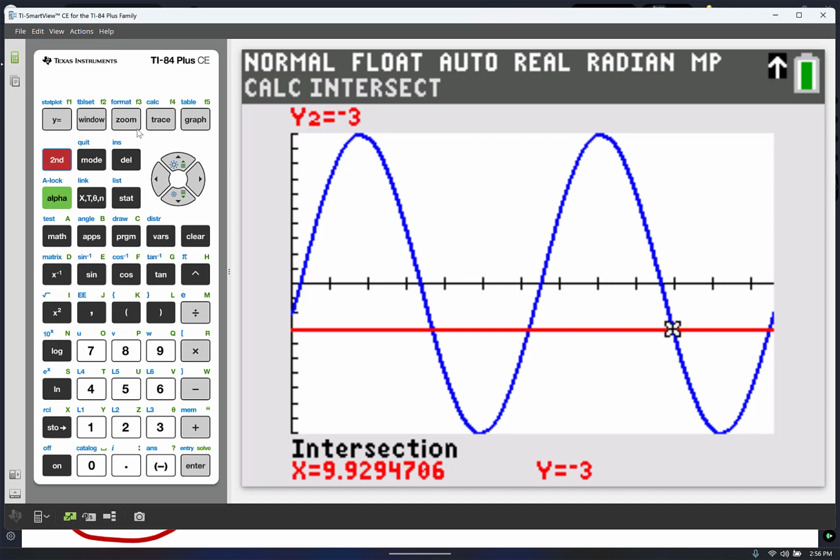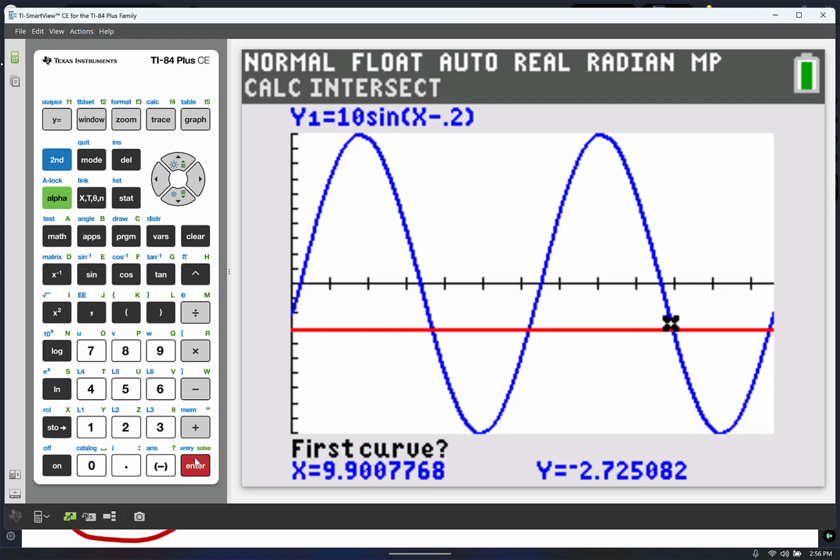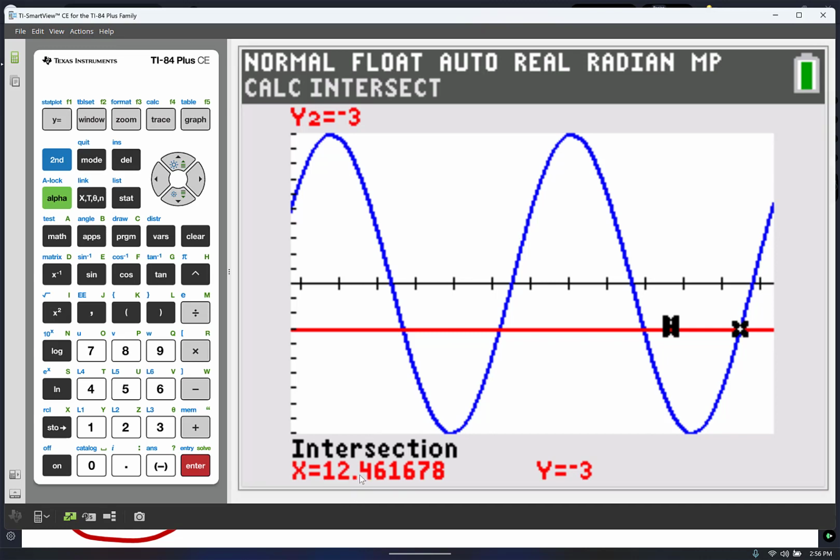Okay, look, one last time. Second calculate, number 5. I'm going to enter twice. First curve, second curve, guess. I want this fourth one way out there. It actually zoomed almost to the end of that. And it says 12.4616. There it is, guys. I think I must have rounded it to 7 maybe. But there it is. Cool or not cool? Can we do that over and over again?